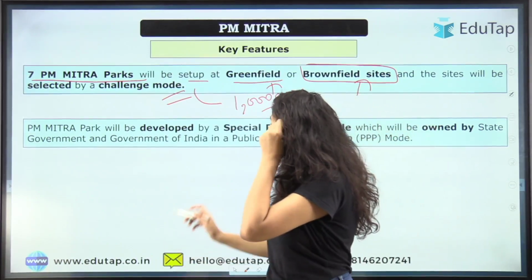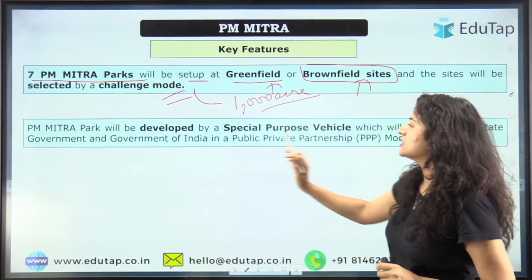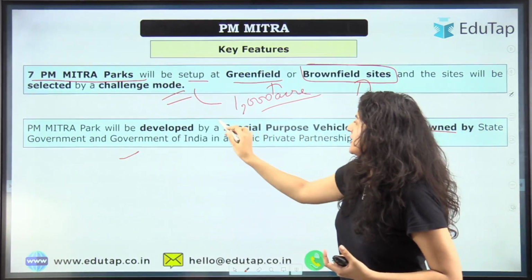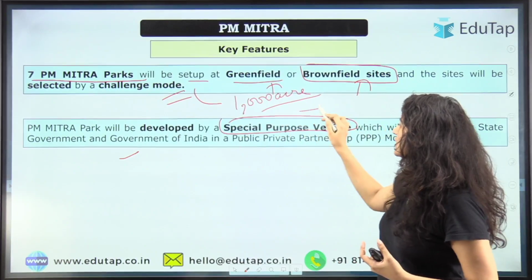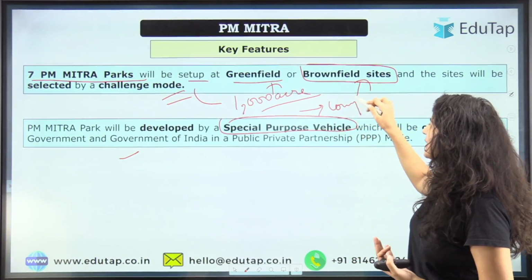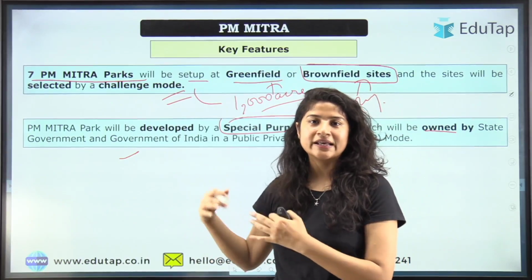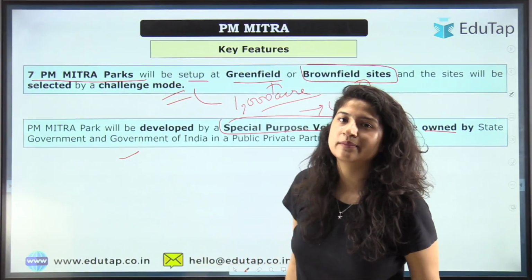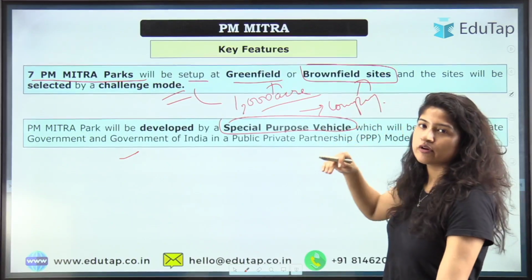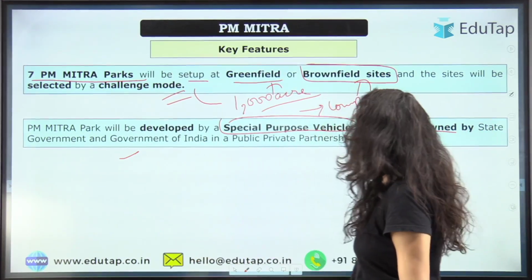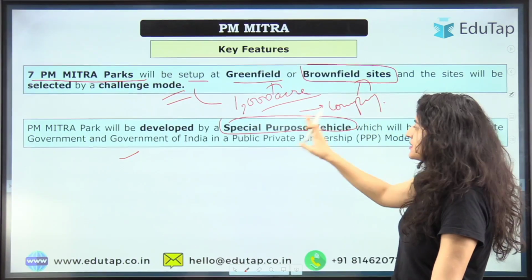After that, the state and the central government jointly will form a company, a special purpose vehicle. Basically they will make a company, okay, because there should be an entity, right, that will take care of all the development that is taking place. That will invest in that area and take care of how things are going on there. So for that they'll set up a special purpose vehicle.